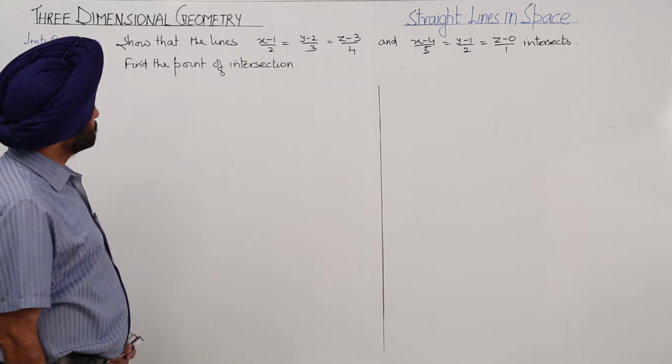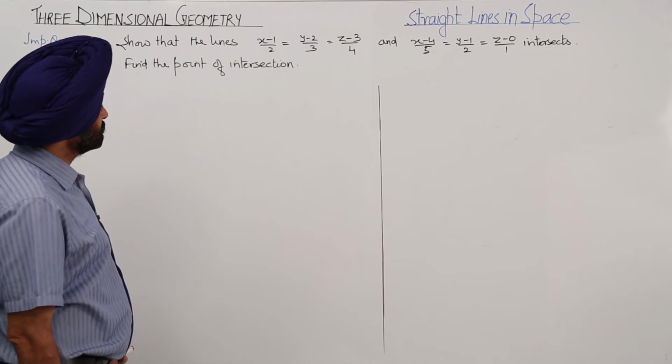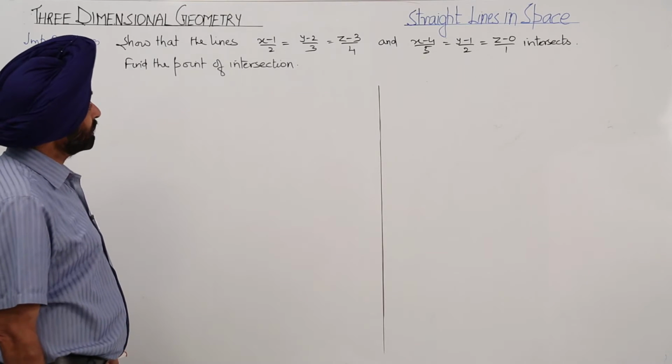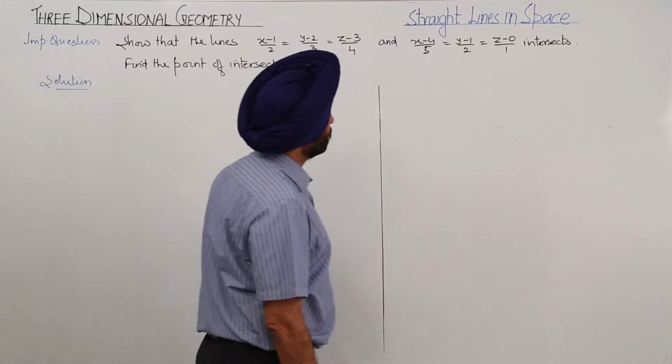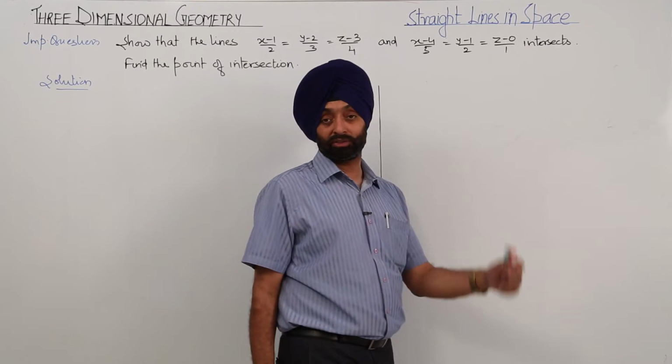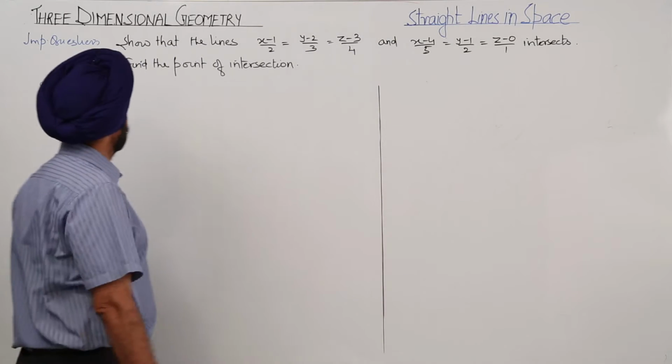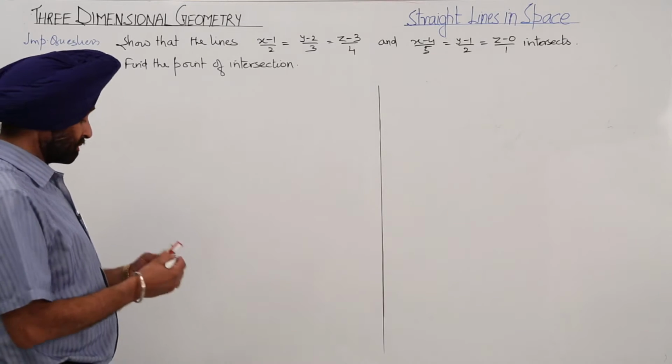Show that the lines (x minus 1)/2 = (y minus 2)/3 = (z minus 3)/4 and (x minus 4)/5 = (y minus 1)/2 = (z minus 0)/1 intersect. Find the point of intersection.